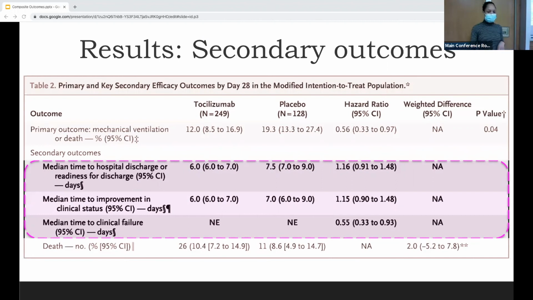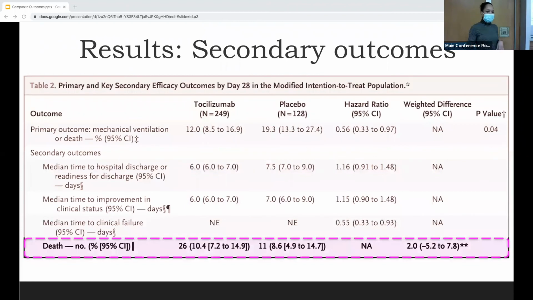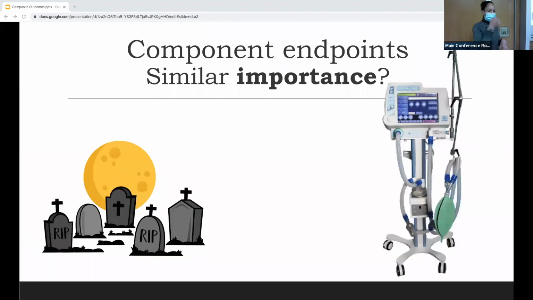And then finally, at the bottom, they looked at death, which they did not calculate a confidence interval for. They didn't calculate a p-value for, sorry. And the numbers are a little bit different, a little bit more in the tocilizumab group, 10.4% versus 8.6% in the placebo group. So what do we think about these composite endpoints?